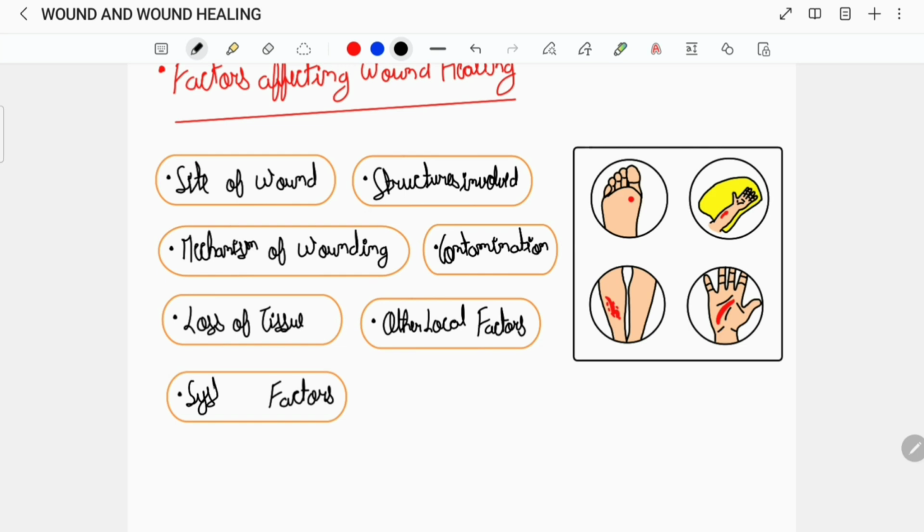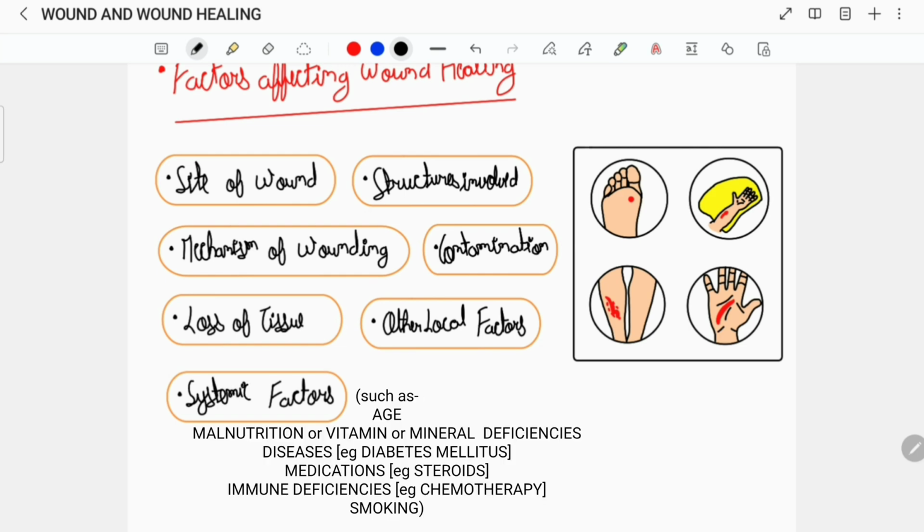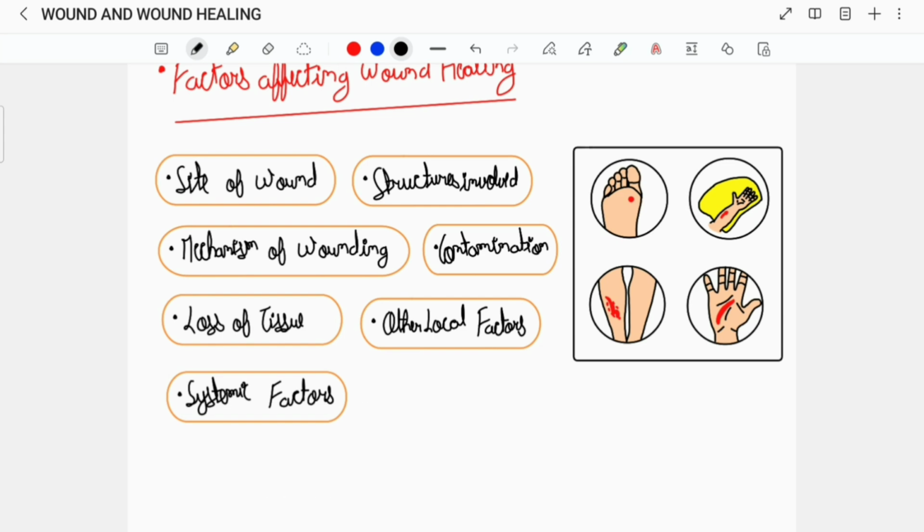and systemic factors such as age, malnutrition or vitamin and mineral deficiencies, or diseases such as diabetes mellitus, or medications such as steroids, or immunodeficiencies such as in case of chemotherapy or cigarette smoking.